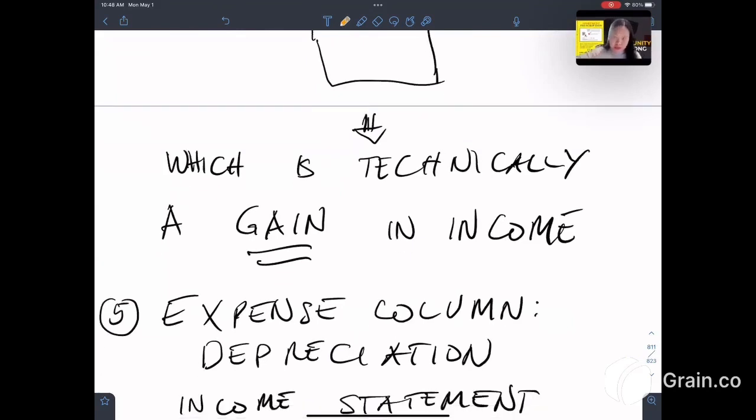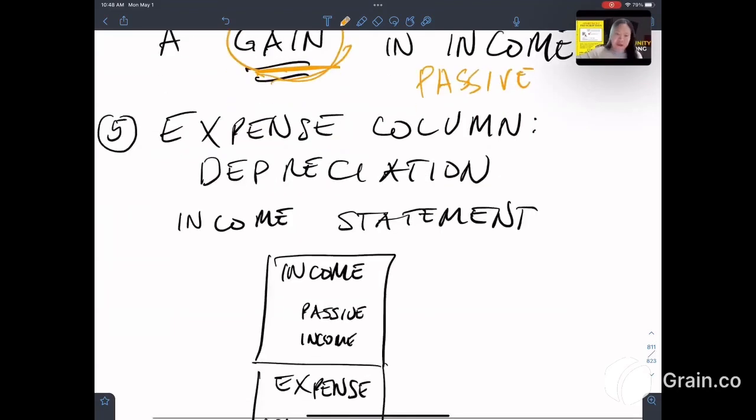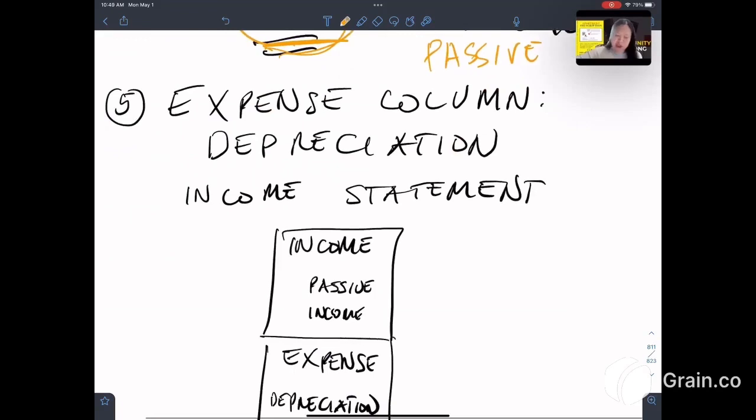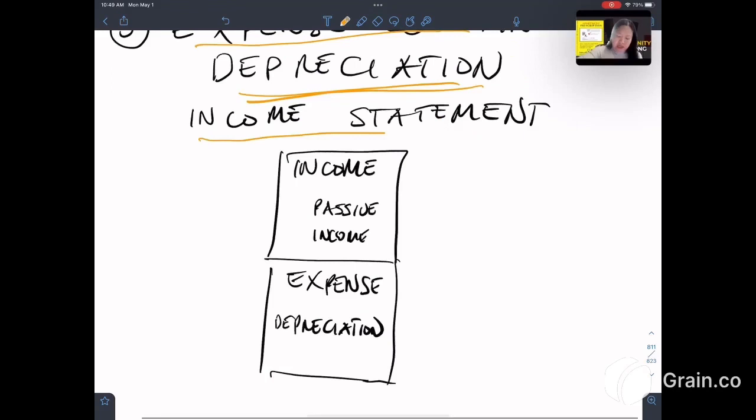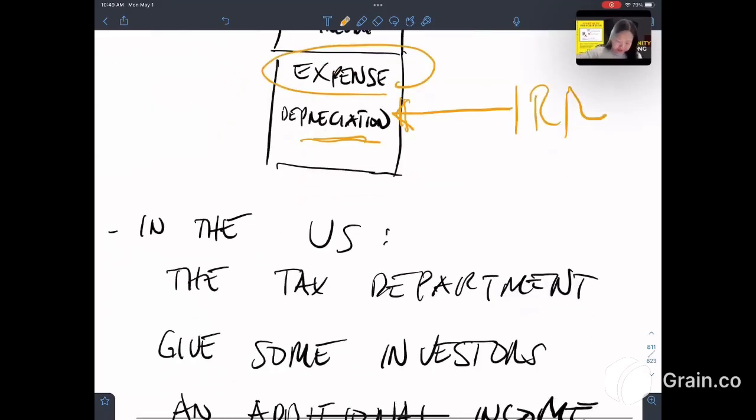When we talk about passive income, which is technically a gain in income, we have more money in our pocket. Now, fifth lesson, the expense column, which is the depreciation. Again, this is our income statement. We're going to discuss the expense column on internal rate of return. This is the depreciation.